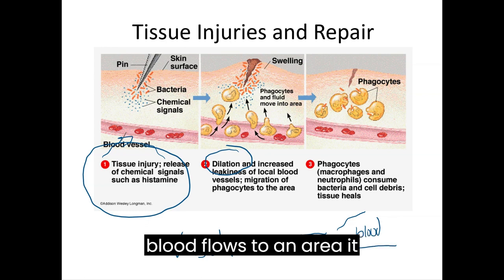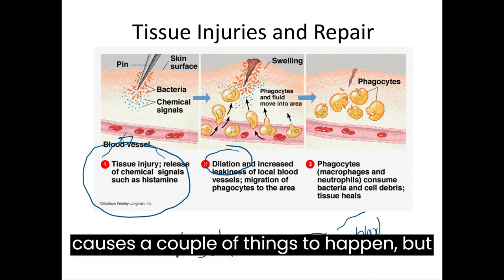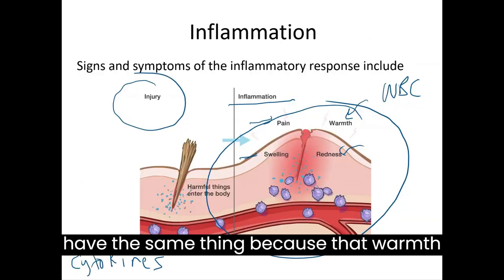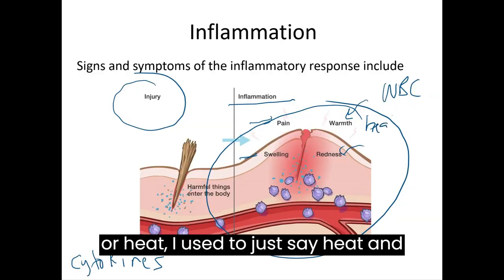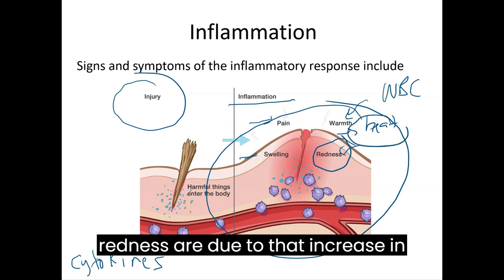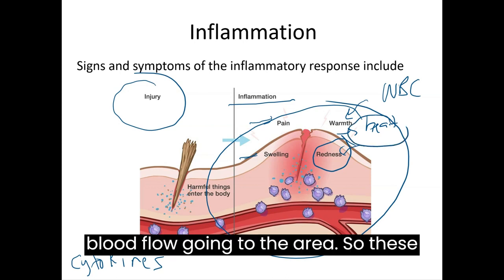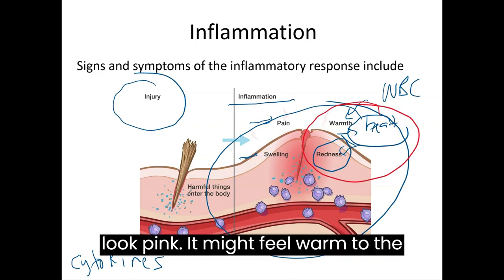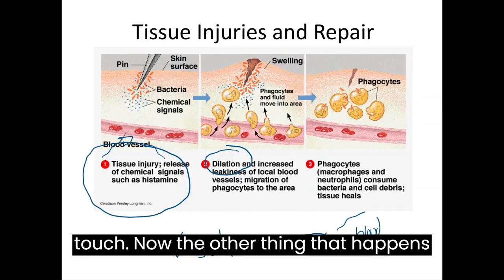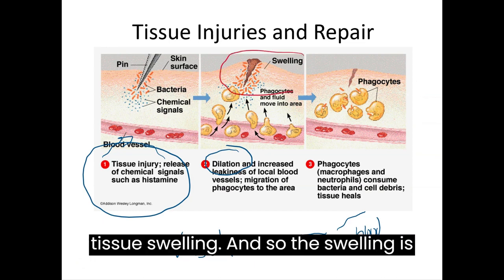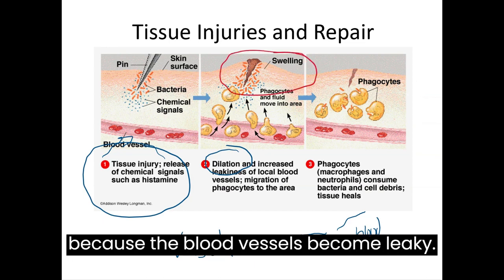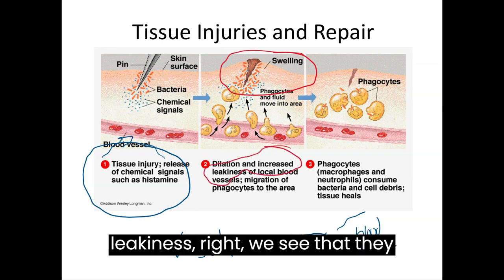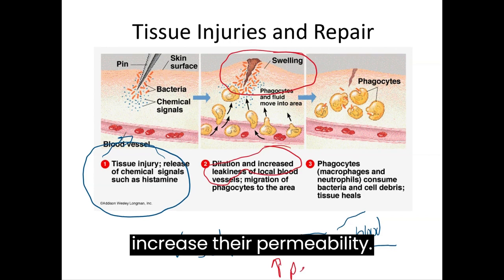Well, when blood flows to an area, it causes a couple of things to happen, and you'll see the first 2 have the same cause, because that warmth or heat, I usually just say heat, and redness are due to that increase in blood flow going to the area. So these are your classic signs. In fact, it'll look pink. It might feel warm to the touch. Now, the other thing that happens is we're going to start to get all this tissue swelling. And the swelling is because the blood vessels become leaky. So when we look at increased leakiness, we see that they increase their permeability.